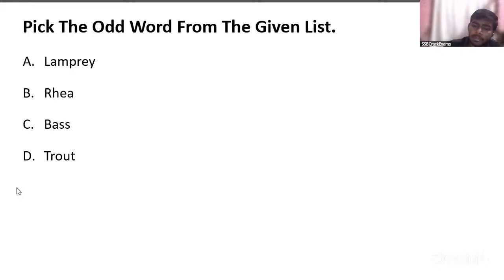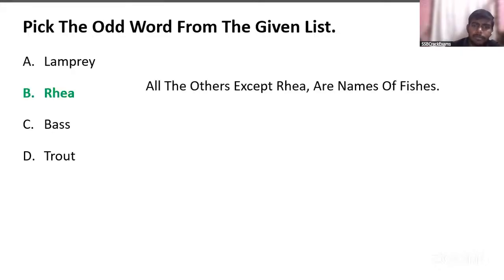Lamprey, Rui, Bass, Trout. So there can be the answers. If you don't know, Bass and Trout everyone knows, but Lamprey and Rui none knows. If you know Lamprey also, then it's very good for you because you know the answer.